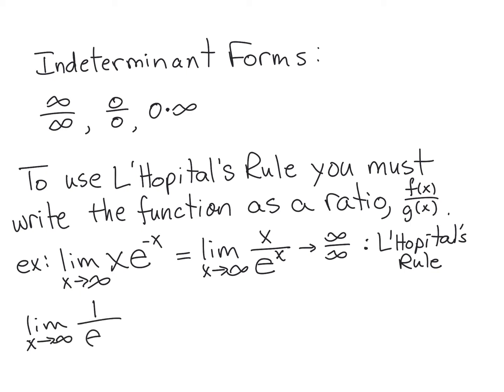So the derivative of the top is 1, derivative of the bottom is e to the x. This is going to behave like 1 over infinity, which is going to go to 0. Writing your function as a ratio before you is what you have to do before you can use L'Hopital's rule.